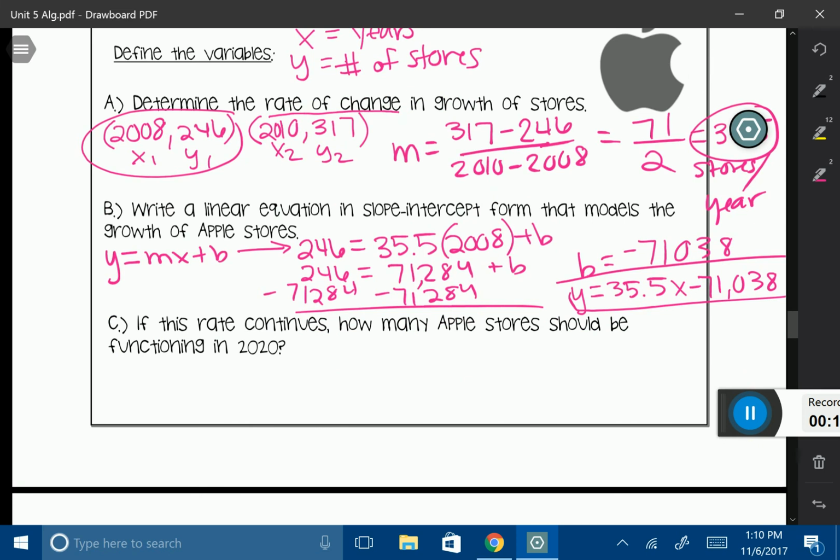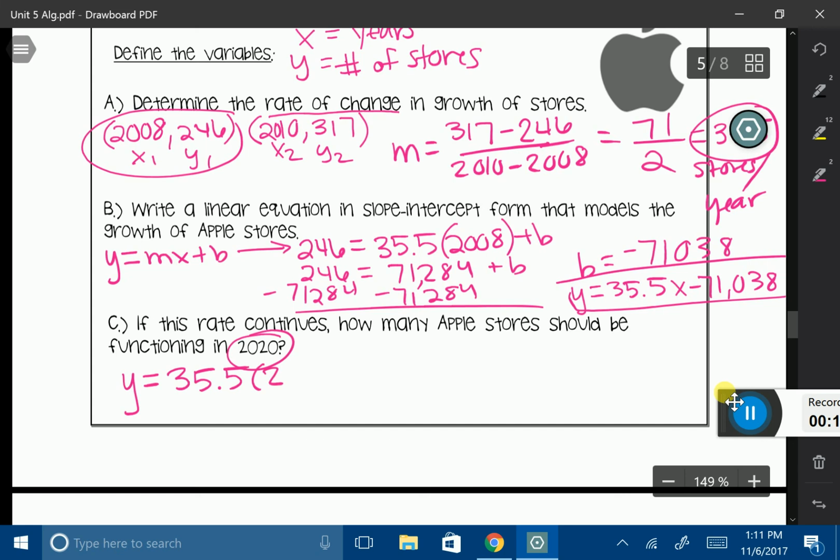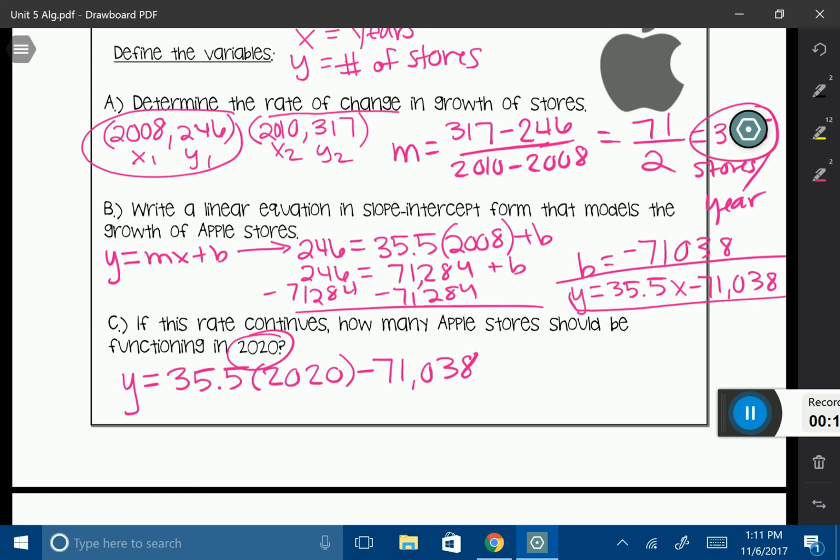Well, let's see what happens here. If this rate continues, how many Apple stores should be functioning in 2020? 2020 is a year, right? So I'm going to substitute that in for x. So let's go ahead and take that equation and let's go ahead and substitute 2020 in for my x, because that is my x variable. And we do have some calculating to do, so go ahead and do that.